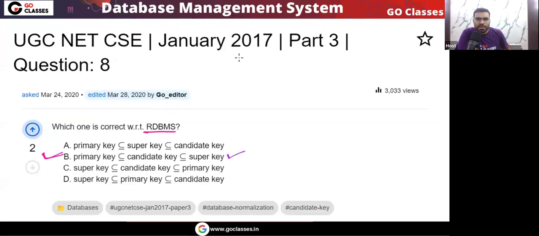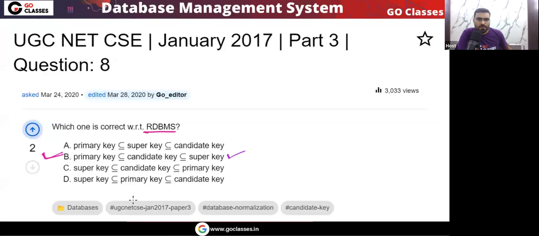Remember, in any table, how many primary keys are there? Only one primary key. So the statement is: the primary key is a candidate key, and every candidate key is a super key. So for this question, the best choice is option B.